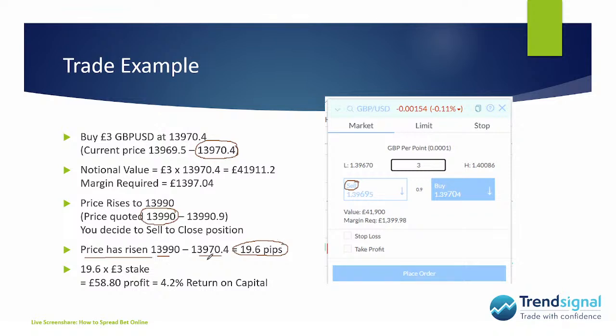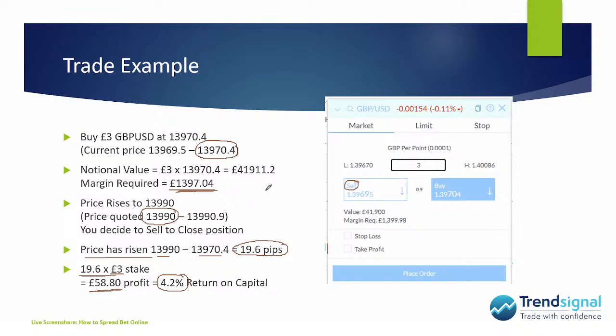Now remember, we did that at £3 per point, so to work out what our profit on that trade was, it is simply 19.6 pips times £3 per pip, which gives us a £58.80 profit on that particular trade. Because we only needed a certain amount of capital on that trade, 1,397, £58.80 as a percentage of 1,397 is a 4.2% return on capital.